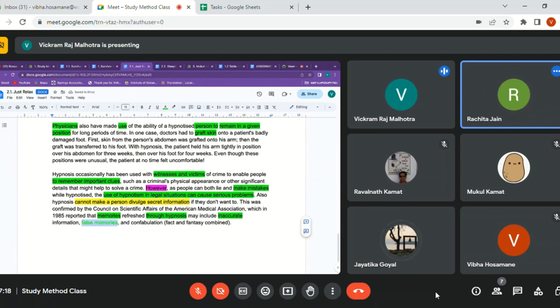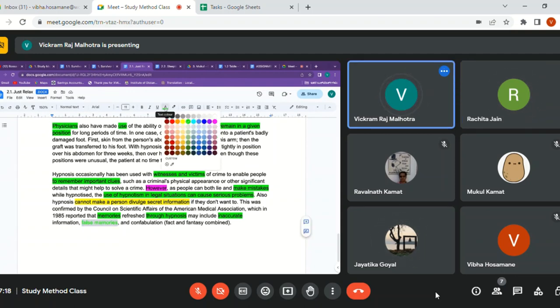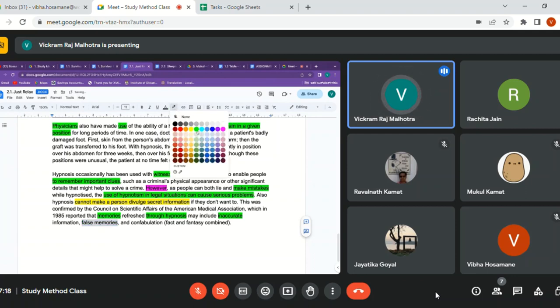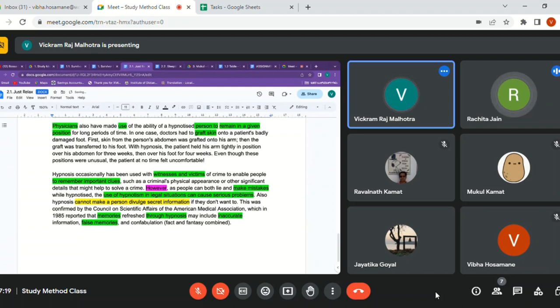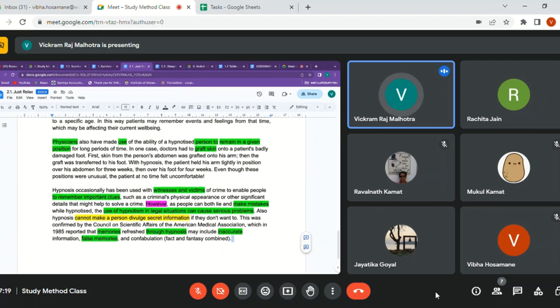You're right, because confabulation also can be... confabulation means something that they've cooked up themselves. So shall we highlight that as well? A fact and fantasy combined. But when you're saying inaccurate and false memories, I think it covers. You're right. I agree with you, Yashasvi. Very well done.